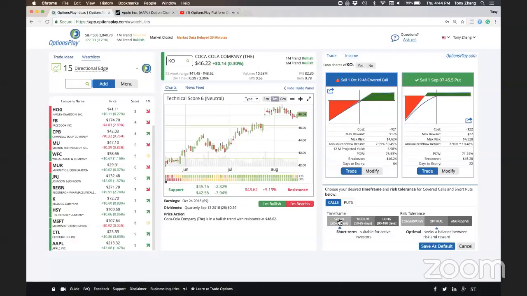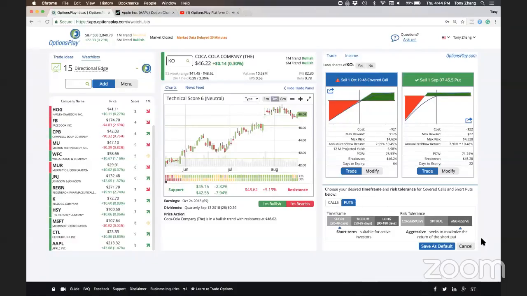So you can choose different time frames depending on how far out you typically sell. I trade fairly actively, so I typically choose short-term options to sell. And my risk tolerance is not too conservative and not too aggressive, so I'm somewhere in between. So I choose the optimal risk tolerance when it comes to selling covered calls.